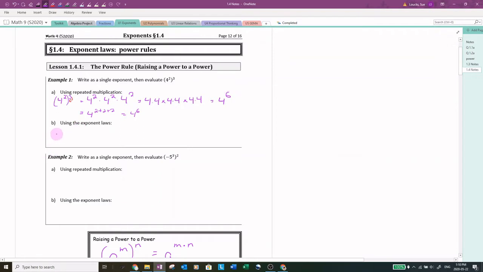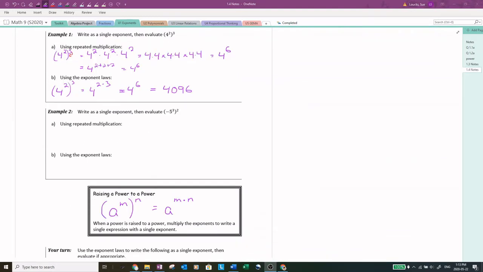So if we use the exponent law, we have 4 squared cubed equals 4 to the 2 times 3, which is 4 to the 6. So there's our answer as an exponent. And then to evaluate it, we need to use a calculator, and it's 4 to the power 6, which is 4096. All right.